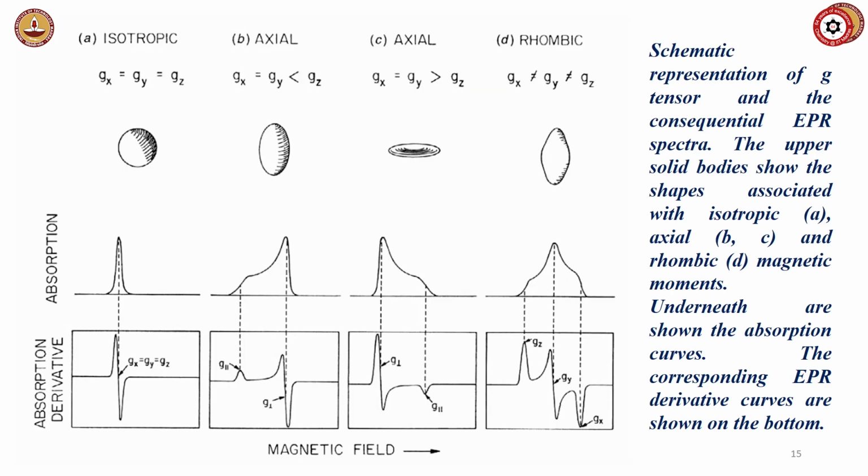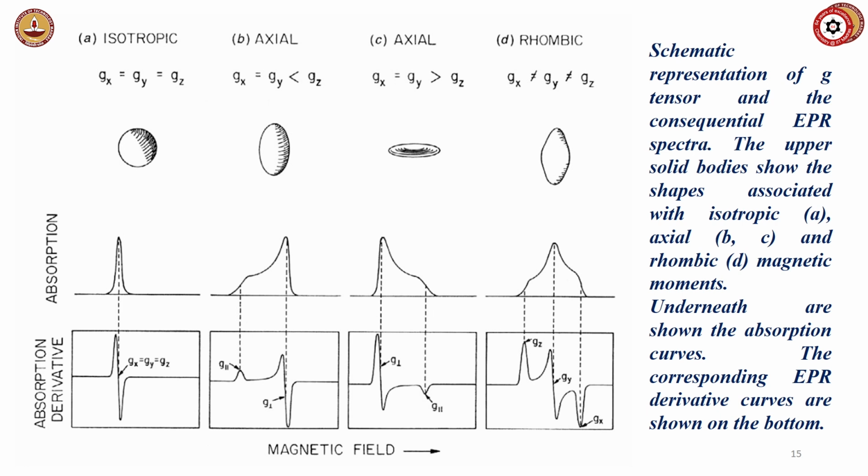Now these are the shapes I was talking about. You see spherical, all are the same, and in some cases it is like this or like this or like this. This is called rhombic, these two are called axial, and this is called isotropic, and these are all the things you can see in EPR spectroscopy.